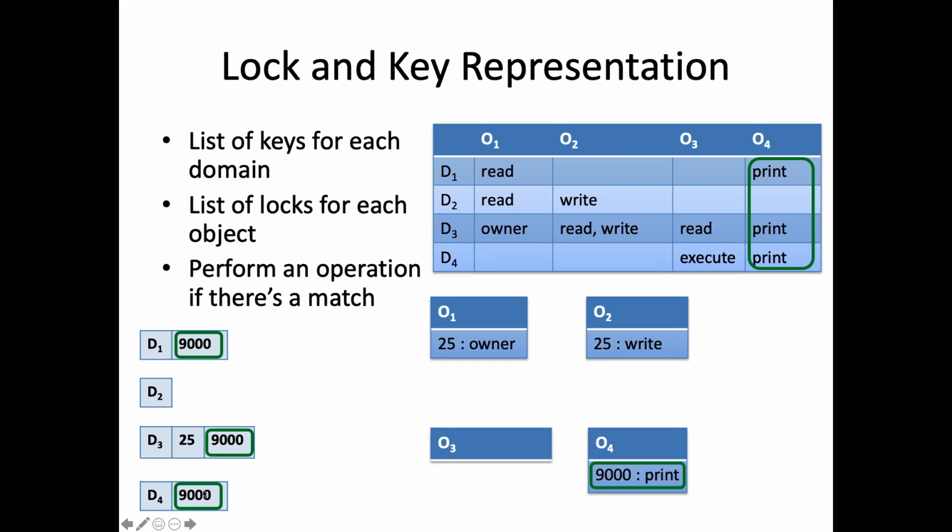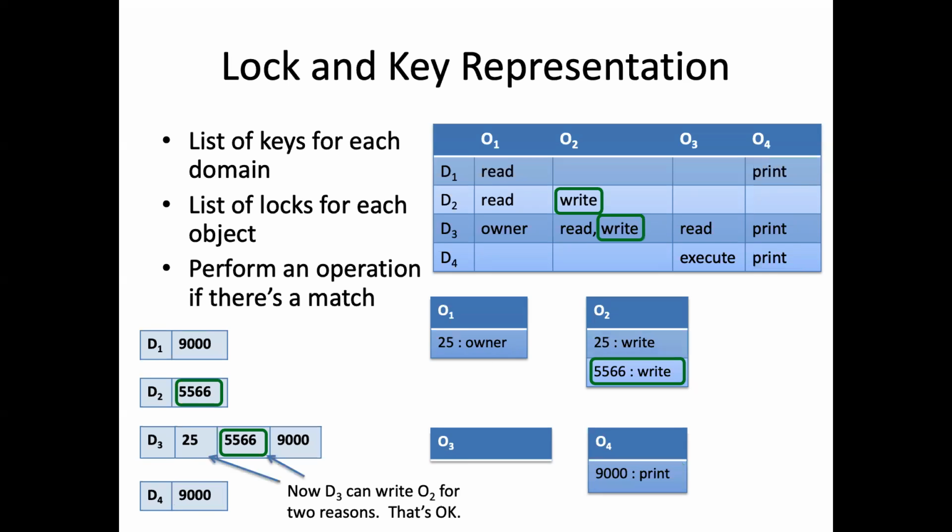And then when the operating system is trying to decide whether or not they should be able to exercise that access right, whether they should be able to print to the printer or not, it can just check and make sure they have a key that matches that access right for this particular object. And we could keep going.